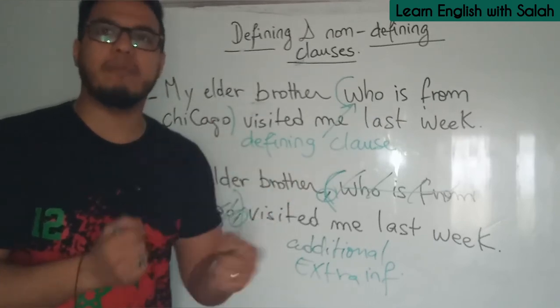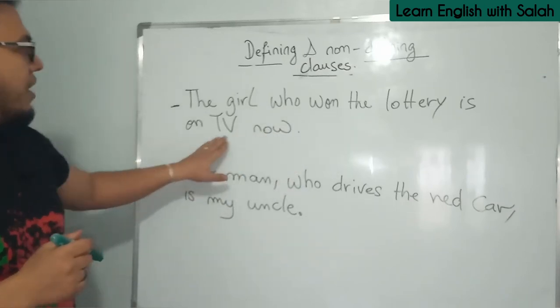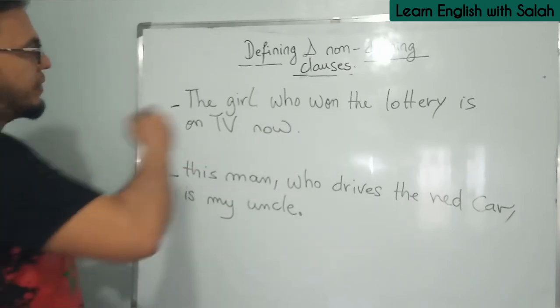Let's take another example. The girl who won the lottery is on TV now. This is the relative clause.